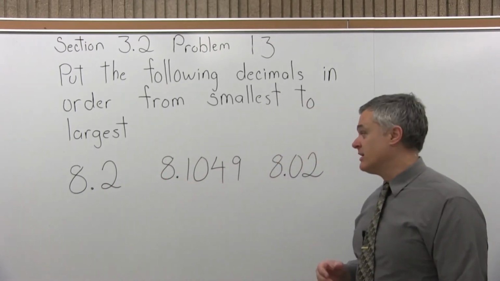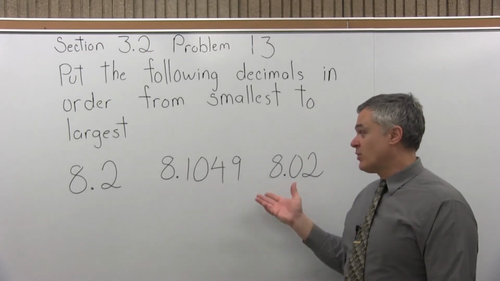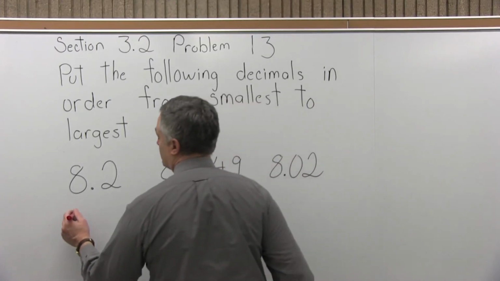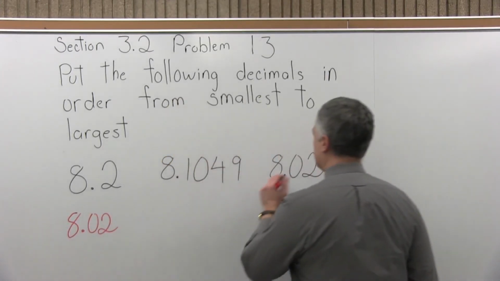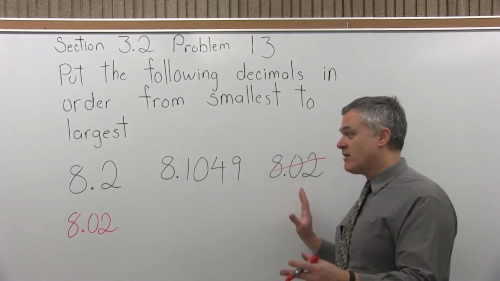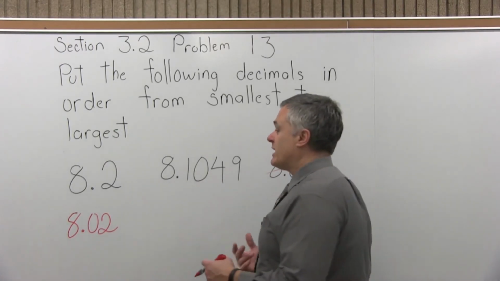Now those are different. If it's 2, 1, and 0, and I'm looking for the smallest value, 0 is smaller than 1 or 2. And the 0 comes from 8.02. So that's the smallest value of the three given in the problem. So I'll write that first, 8.02. And now that I've determined where its order is relative to the others, I can just cross it off. I'm done with that. So now I want to see what's the smallest one after that.